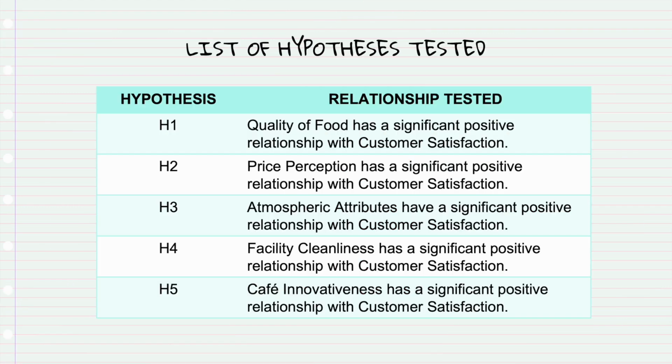Here are the 5 hypotheses we are testing. H1 predicts that better food quality increases customer satisfaction. H2 looks at whether price perception increases satisfaction. H3 tests the impact of atmospheric attributes. H4 examines whether cleanliness leads to higher satisfaction, and H5 looks at cafe innovativeness. In the regression output, we'll see which of these hypotheses are supported.